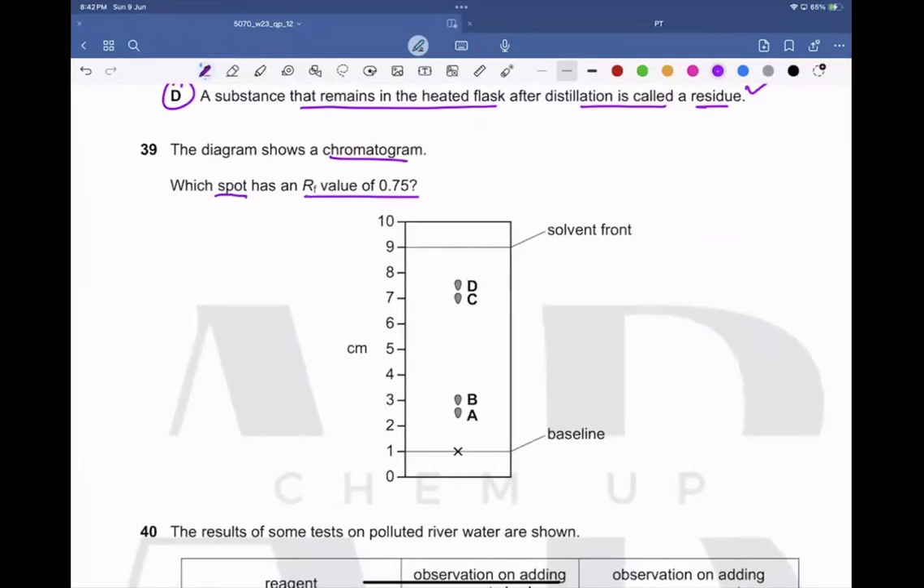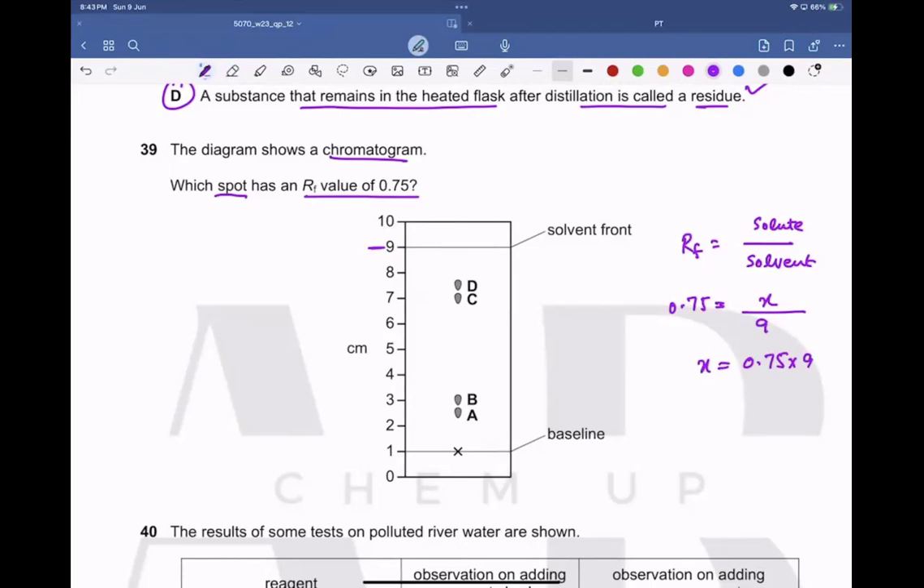So the solvent front is 9. Okay, so we know the RF value is equal to distance traveled by solute divided by distance traveled by solvent, right? So we know the RF value, it is 0.75. We don't know the distance traveled by solute. We know the distance traveled by solvent is 9. So X is equal to 0.75 times 9. Can anyone multiply it and tell me the answer? It's 6.75. Thank you, Khadija.